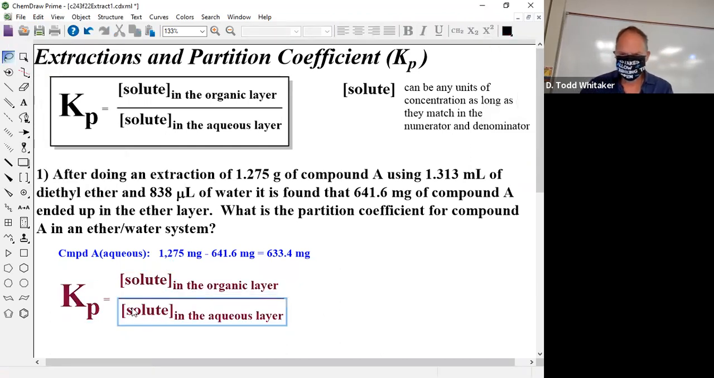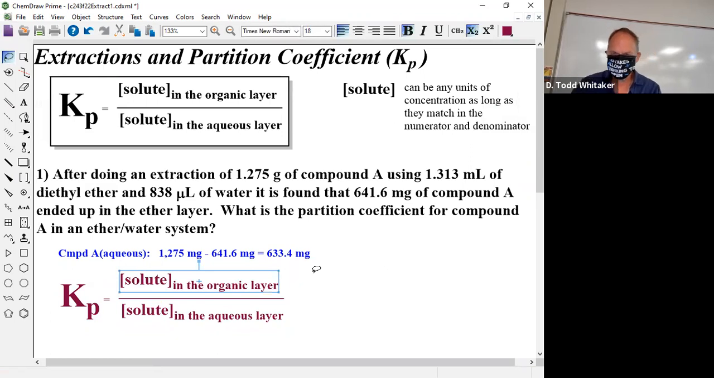So how much solute is in the organic layer? Oh, we have that. And I need a concentration. Oh, no. Do we have to go to moles? Because it's the square brackets.